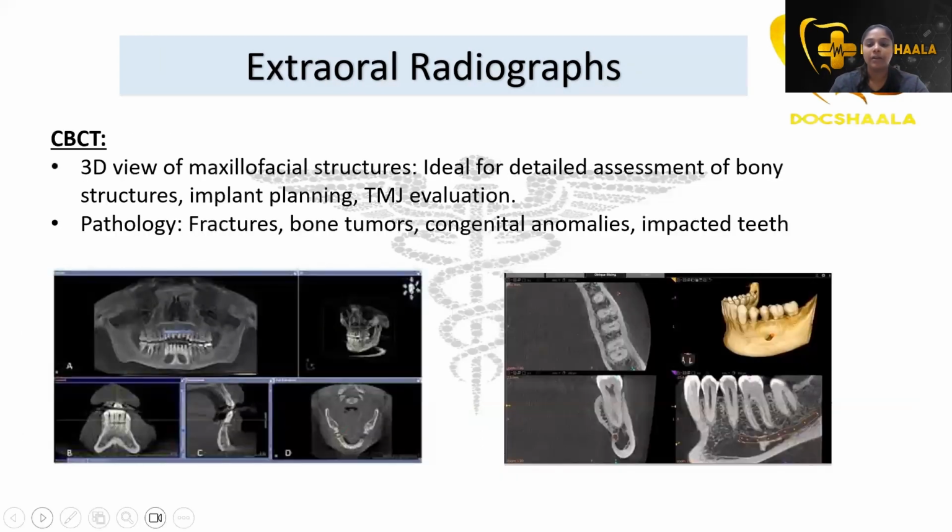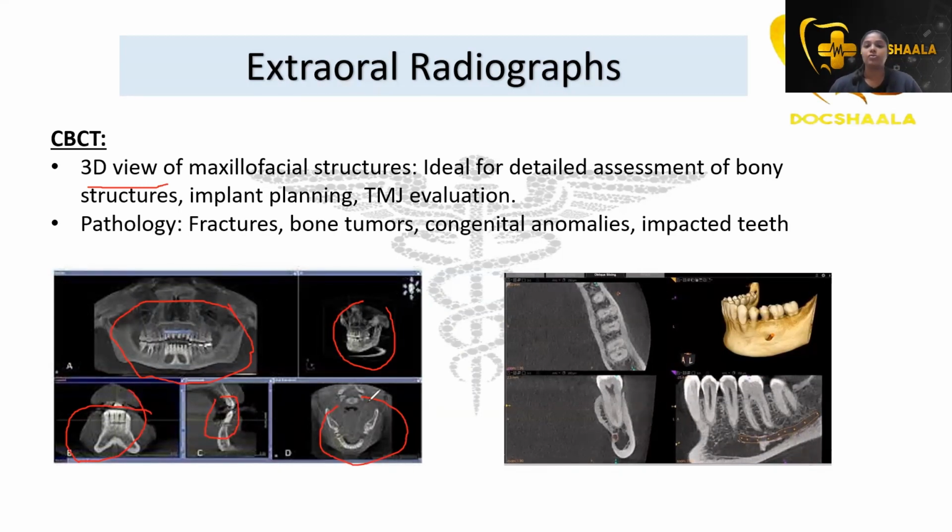Apart from that, we have one more common radiograph that we take nowadays, which is CBCT. The CBCT gives a 3D view of the maxillofacial structures. As you can see in this image, you can see the same maxilla and mandible in different views. This will help in easily locating the pathology, right? We can easily locate the pathology in a 3D view and then go with the treatment. In OPG, we have a 2D view that sometimes will not give a proper location, right? But this will give an accurate location, right?